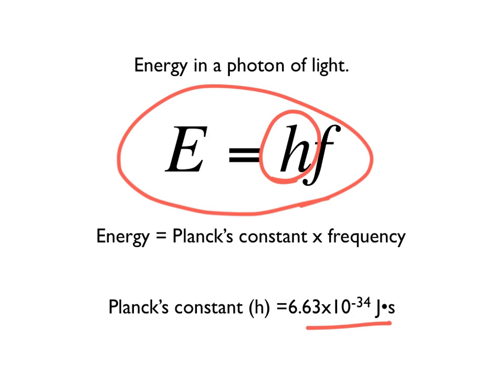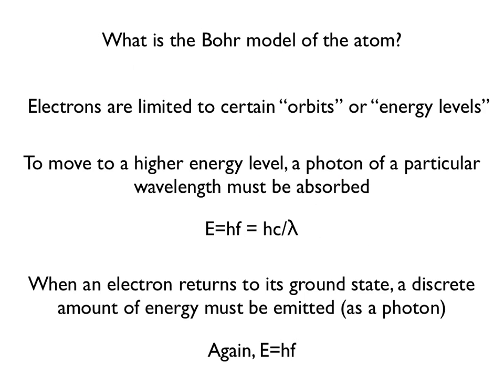negative 34th joule seconds. In 1913, Niels Bohr hypothesized that electrons in an atom are constrained to certain orbits or energy levels. In order to move to a higher energy level, a photon of a particular wavelength must be absorbed. When an electron returns to its ground state, a discrete amount of energy must be emitted as a photon.